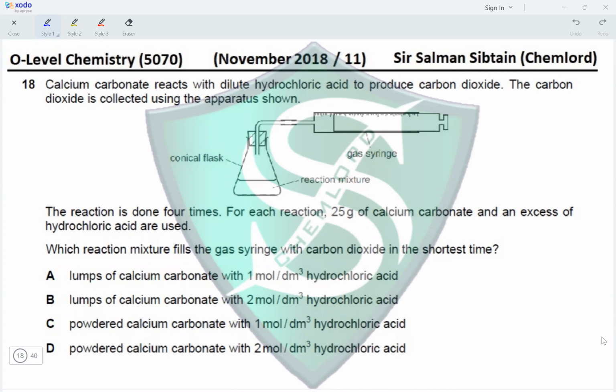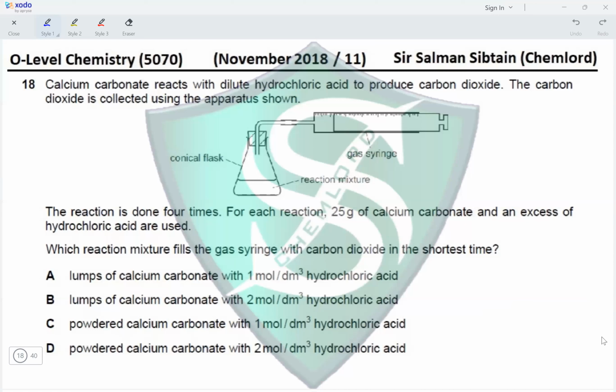Okay, so now let's recall. For the shortest time, you would need a higher concentration of the acid so that more moles of it react, and we would need a finely divided or powdered form of calcium carbonate so that the exposed surface area is more and the reaction would be quicker. Quantity of the gas produced in each case would be the same, but the time taken would be different based on the concentration of the acid and the size of the solid particle. So let's see. Which reaction mixture fills the gas syringe with carbon dioxide in the shortest time?